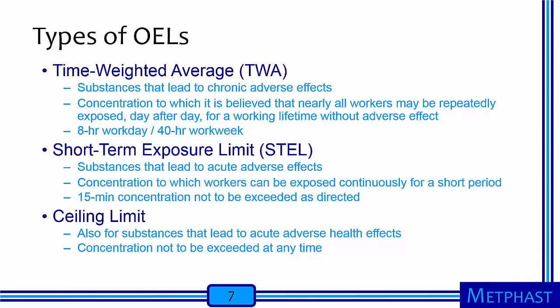There are several types of occupational exposure limits. Time-weighted average occupational exposure limits, or TWA OELs, are established for substances which lead to chronic, long-term adverse health effects, such as fibrosis from exposure to crystalline silica. Most exposure limits are time-weighted averages, or TWAs. The TWA OEL is an airborne concentration to which it is believed that nearly all workers may be repeatedly exposed day after day for a working lifetime without adverse health effects.